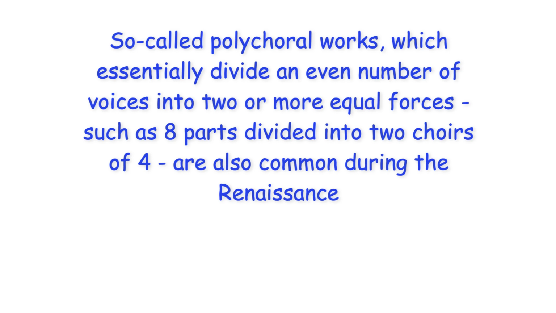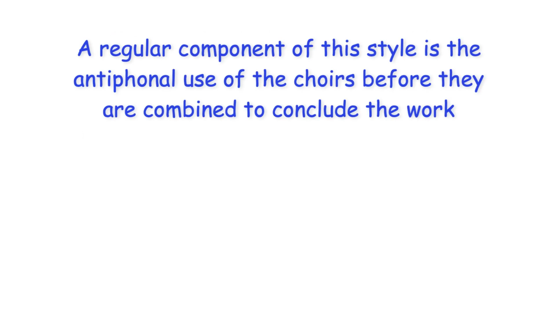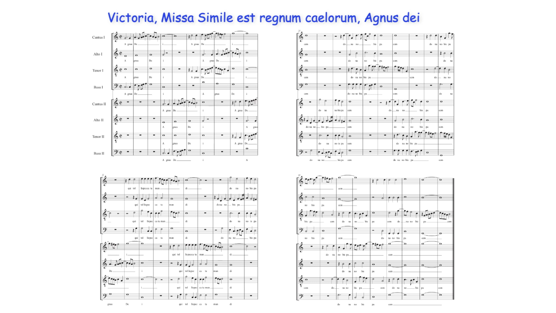So-called polychoral works, which essentially divide an even number of voices into 2 or more equal forces, such as 8 parts divided into 2 choirs of 4, are also common during the Renaissance. A regular component of this style is the antiphonal use of the choirs before they are combined to conclude the work. For example, in this 8-part polychoral work, again by Victoria, the 2 choirs alternate canonically with some overlap before combining for the movement's final bars.